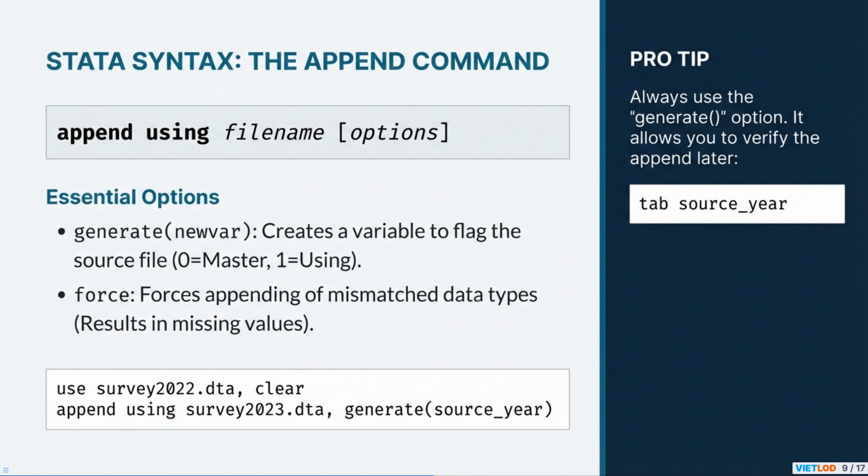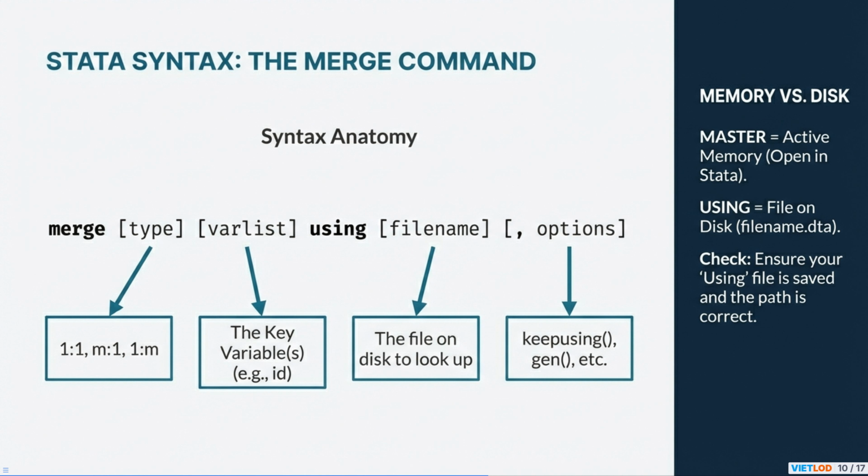The force option can be used to append datasets with mismatched data types, for example, a string and a numeric variable. However, this is dangerous as it will result in missing values for the mismatched variable. It should be used with extreme caution. To combine two survey years, you would first load the 2022 data, then append the 2023 data. The command append using survey_2023.dta, generate(source_year), will combine the files and create the source_year variable. You can then check your work with tab source_year to see how many observations came from each file.